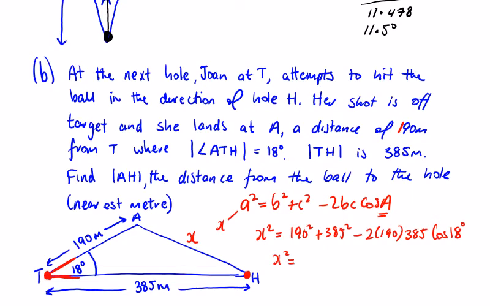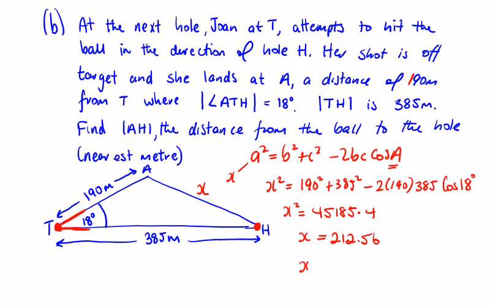So straight away we can get X squared. Just type this into your calculator. We're going to get 45185.4 I'm getting. The square root of this number will give me X. 212.56. So to the nearest meter, X is a gigantic 213 meters from the hole.